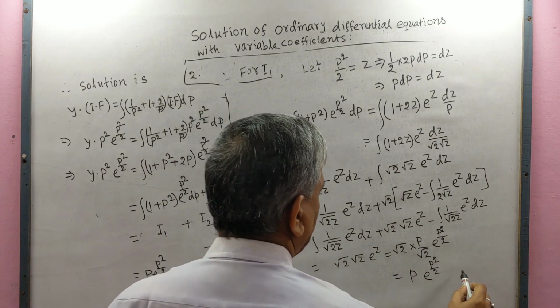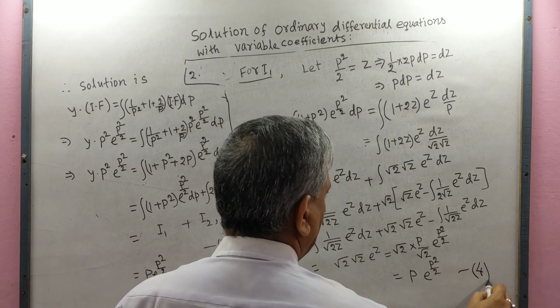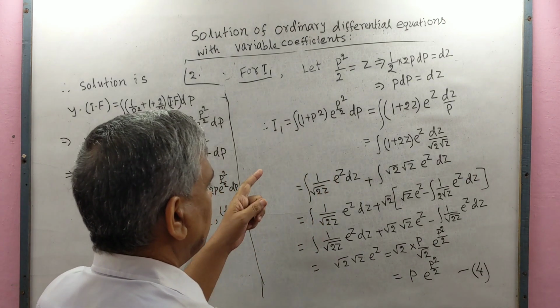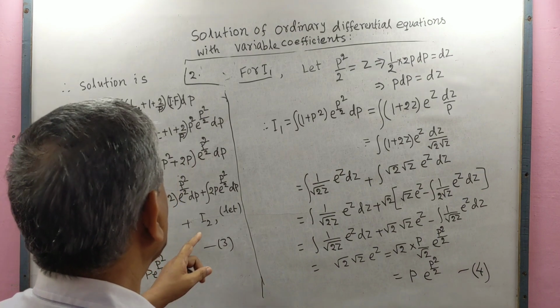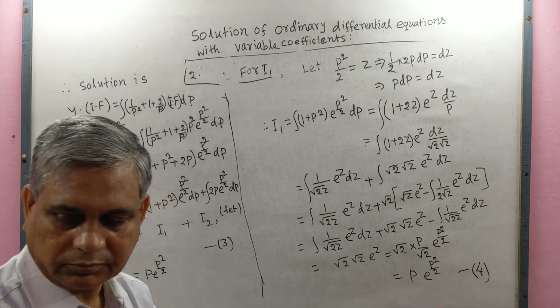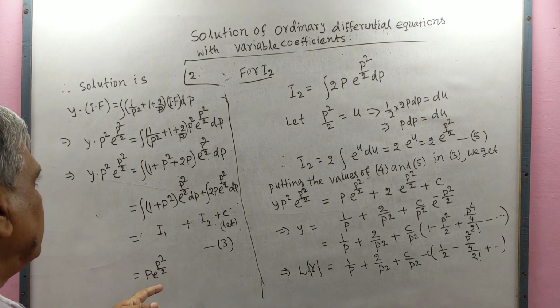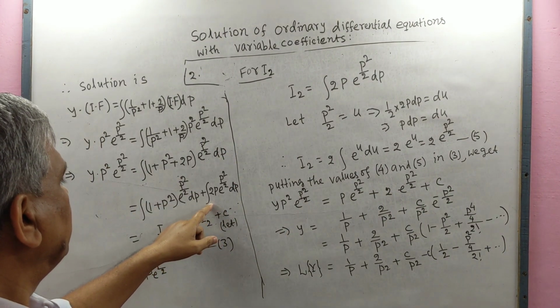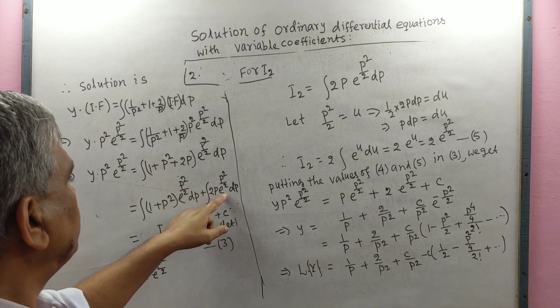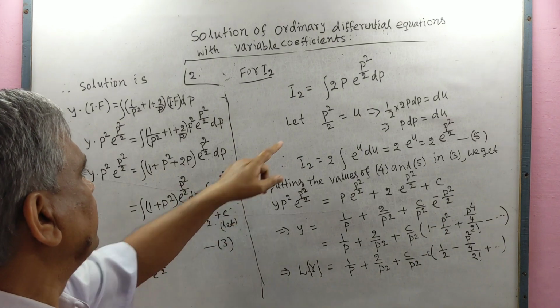This is equation 4. So we get value of I1. Similarly, we find value of I2. Now we solve I2. I2 is integration 2p e to the power p square by 2 dp.